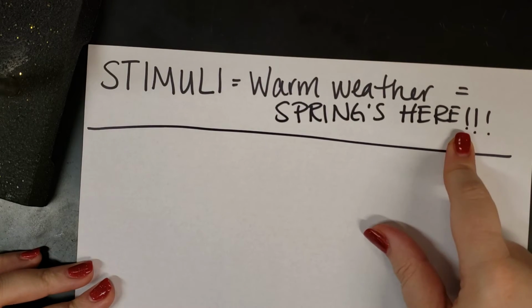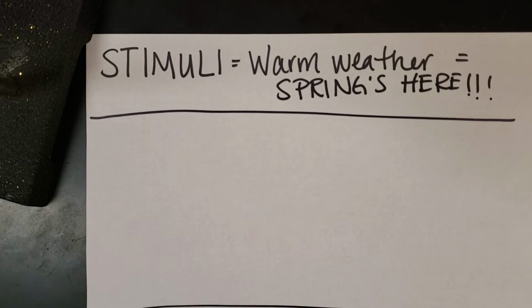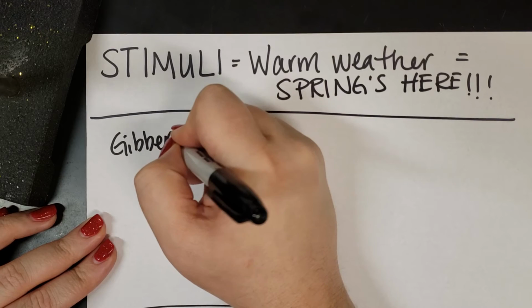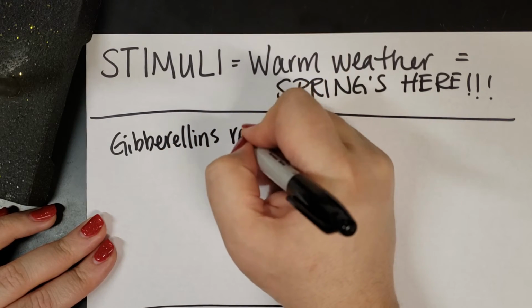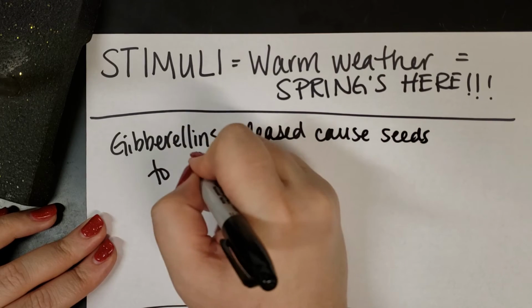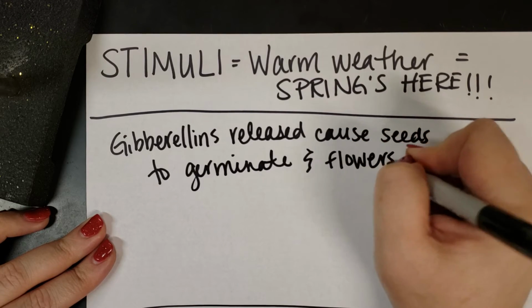All right, so our next stimuli is that warmer weather equals that spring is here. Remember we talked about how plants can detect the temperature, and they do a lot of things based off of temperature, which is actually why climate change is very damaging to an environment, because a lot of things base their actions on the temperatures that they are exposed to. All right, so warmer weather indicates spring is here, so that means gibberellins released cause seeds to germinate and flowers to grow.